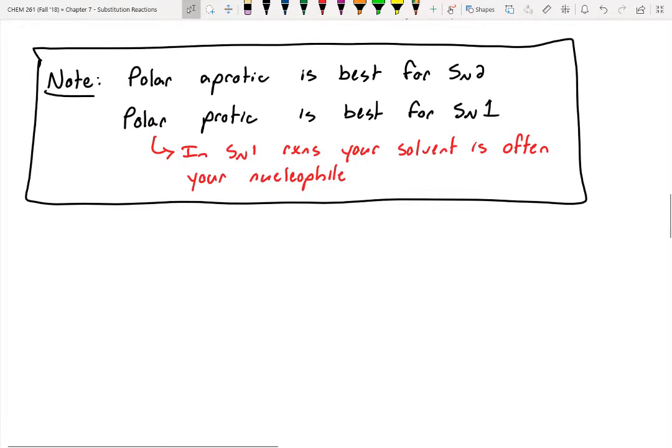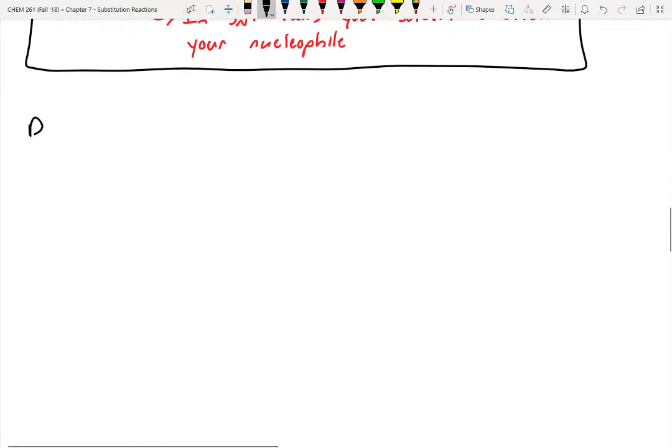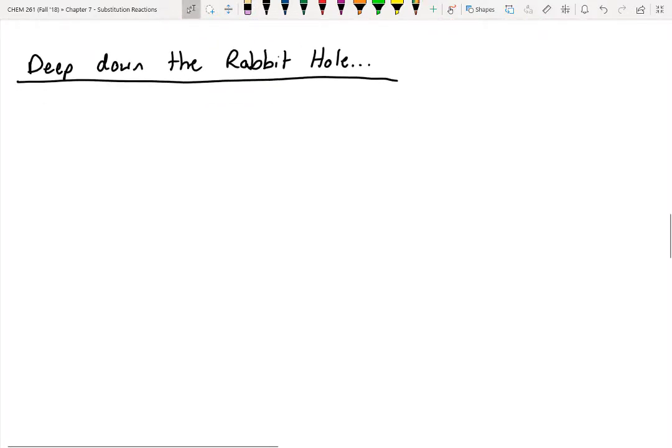So now let's go back and consider some trends. So I'm just going to make this deeper down the rabbit hole, dot, dot, dot. Going to make everyone's head spin. Let's consider some competing nucleophiles, right? So I'm going to have hydroxide as a nucleophile. That's pretty good. I'm going to have a thiolate as a nucleophile, and then the selenium analog.